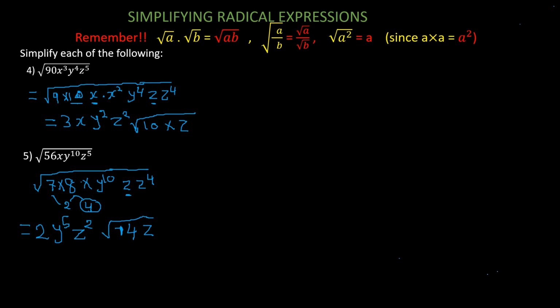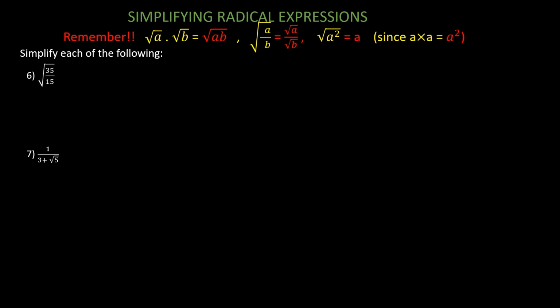In example number 6, we have a square root of the fraction 35 over 15, so we can simplify inside the root. 35 equals 5 times 7 and 15 equals 3 times 5. So we can cancel 5 with 5, so the answer would be the square root of 7 over 3. It's also equal to the square root of 7 over the square root of 3. Let's go to example number 7.